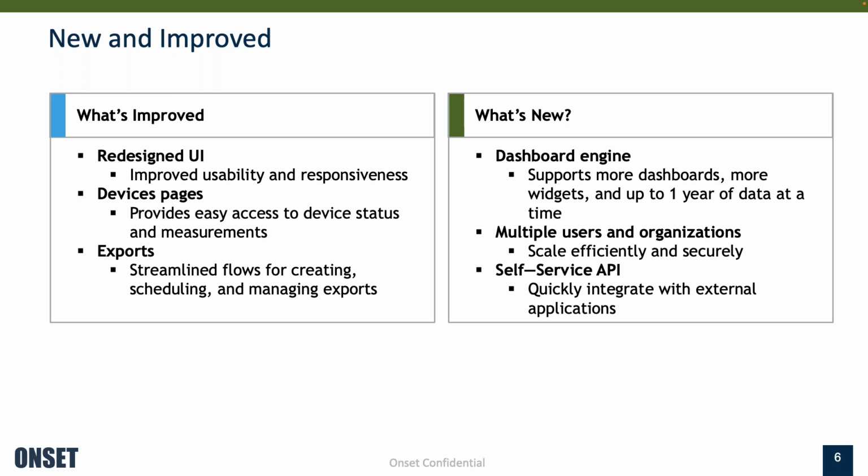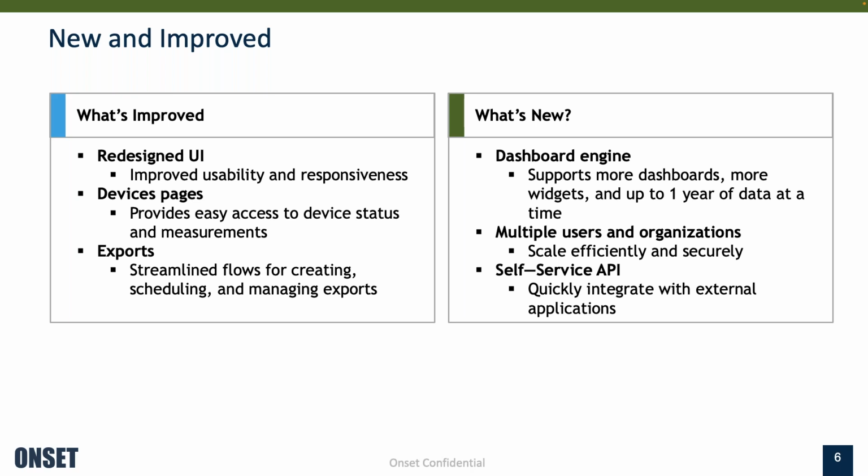In terms of what's new, we have a completely new dashboard engine. We know that visualization is a key feature of HOBOlink in many applications, and our current dashboard engine has some limitations. So we've replaced that with a brand new engine that supports more dashboards, more widgets per dashboard, and up to 1 year of data visualization at a time, really unlocking the ability to see seasonal trends. We've also added support for multiple users and multiple organizations, and that's going to let you scale HOBOlink up efficiently and securely.